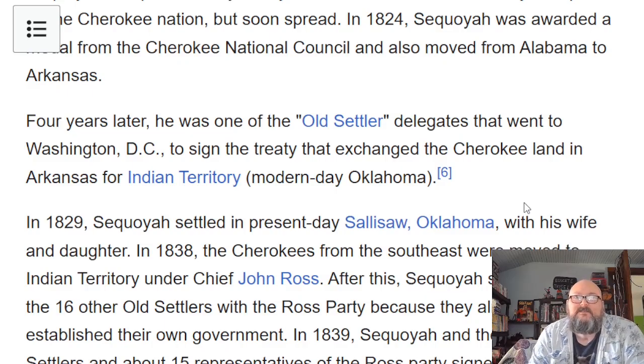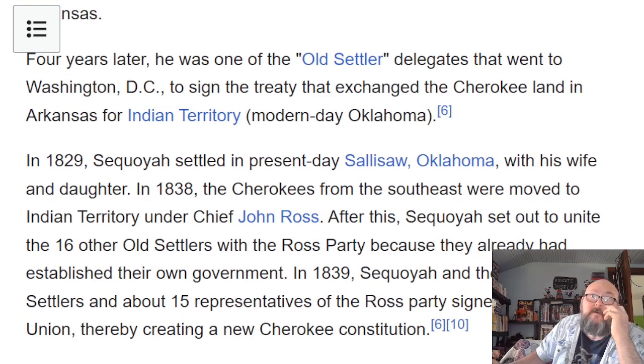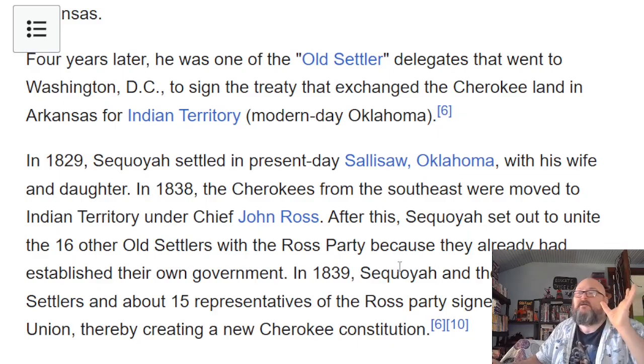In 1829, Sequoyah settled in present-day Sallisaw, Oklahoma, with his wife and daughter. In 1838, Cherokees were moved from the southeast to Indian Territory under Chief John Ross. So, 10 years after the Treaty of 1828, I think that was the Trail of Tears in the 1830s. It was around this area because it was under Andrew Jackson that the Trail of Tears is initiated.